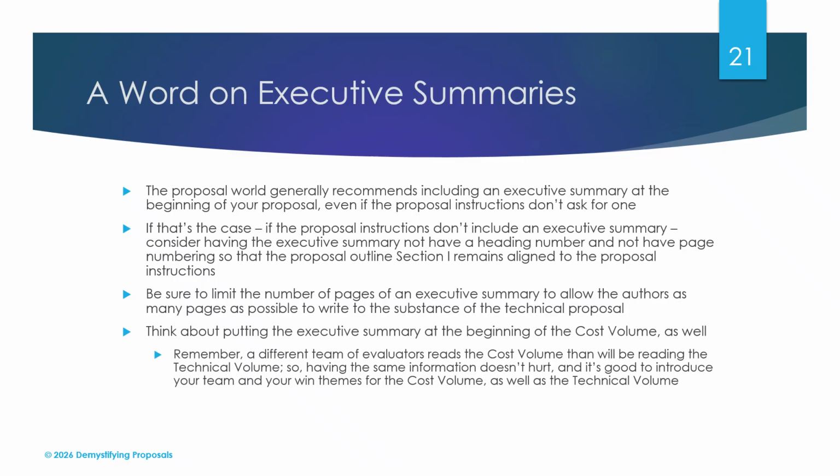A word on executive summaries. The proposal world generally recommends including an executive summary at the beginning of your proposal, even if the proposal instructions don't ask for one. If that's the case, consider having the executive summary not have a heading number and not have page numbering so that the proposal outline, section 1, remains aligned to the proposal instructions. Be sure to limit the number of pages of an executive summary to allow the authors as many pages as possible to write to the substance of the technical proposal.